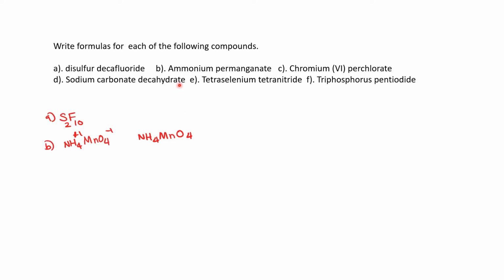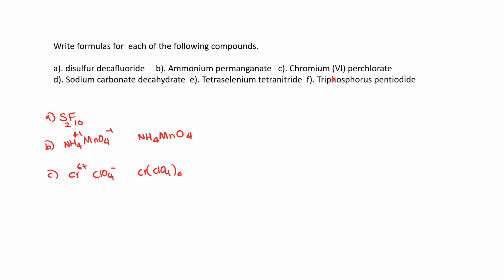Part B, ammonium permanganate. So you have to know your polyatomic cations and polyatomic anions. So ammonium is NH4+, permanganate is MnO4-. So if we use the crossover method, we are going to end up with NH4MnO4.